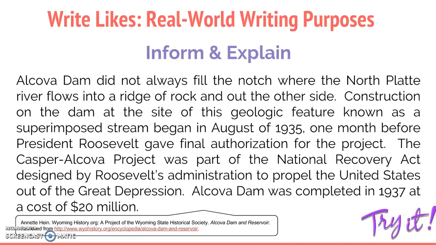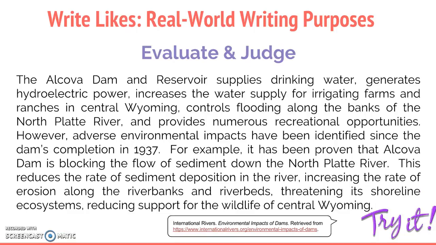When I write to inform and explain, I state my point and focus my research on gathering details and evidence that I can present to support my point in a surprising way. When I write to evaluate and judge, I focus on the worth or value of an idea, object, or person. To do this, I research to identify the criteria or standards that are used to deem that idea, object, or person as good or bad.